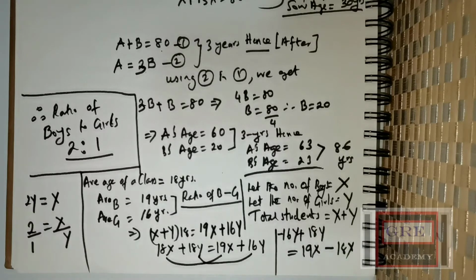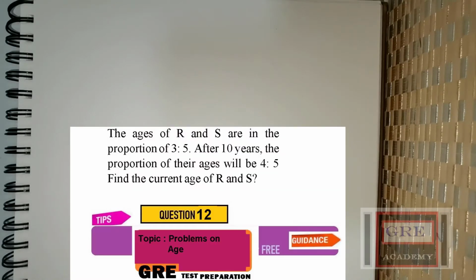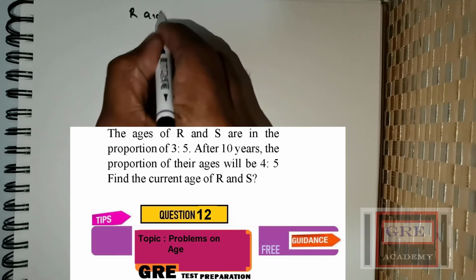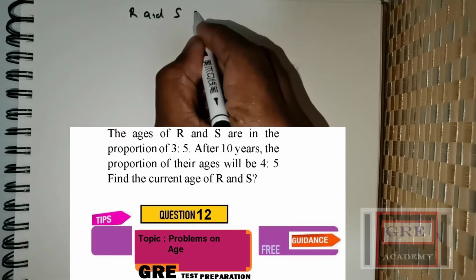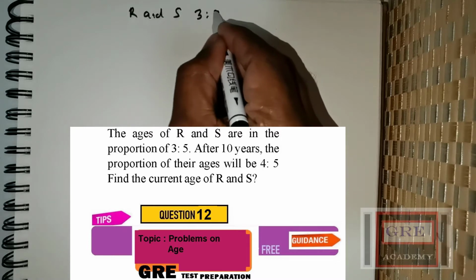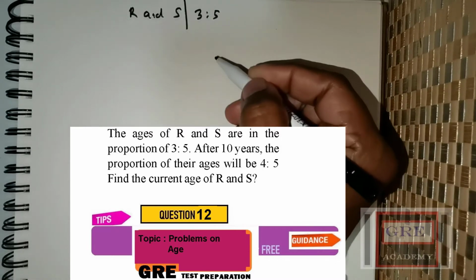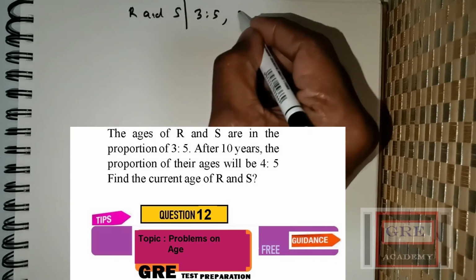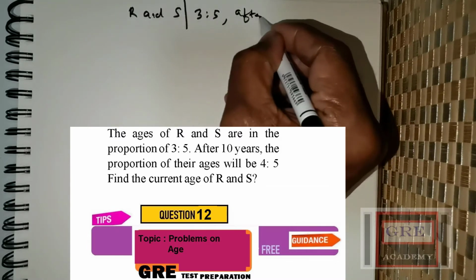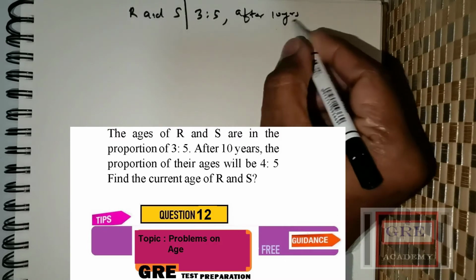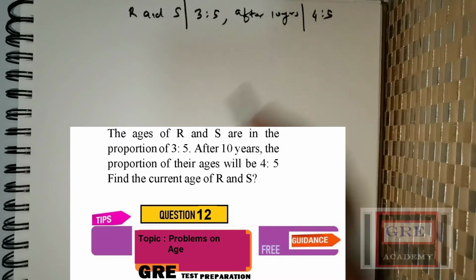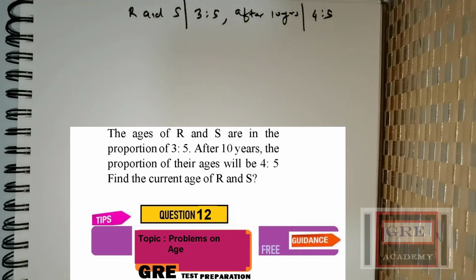Students, in this question we are given the ages of R and S to be in the proportion of 3:5. Okay, and 10 years later, after 10 years, their ages are given to be in the proportion of 4:5, and we are asked to find the age of R and the age of S.